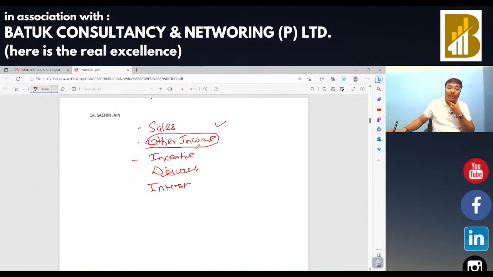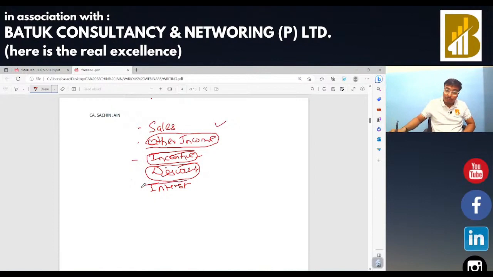Next, incentive. If there is any incentive, in that case you need to check whether GST is paid on that particular incentive or not. Discount, if there is any discount, in that case we need to check whether GST adjustment has already been done on that particular discount received or not.